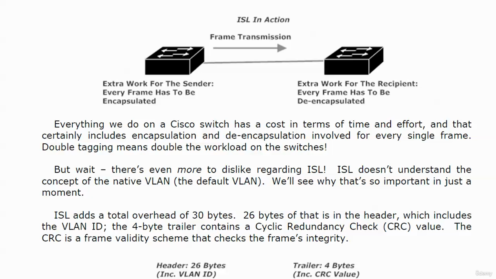But believe it or not, there's actually even more to dislike regarding ISL. Now, we know the native VLAN is the default VLAN. And we're going to see in the very next video here in this section of the course how we change that, why we might want to change it, and why it's so important. But it's a vital concept. And the reason I bring that up now is that ISL doesn't even understand that concept. It does not recognize the concept of the native VLAN. And again, in a few minutes, we're going to see why that is so important.